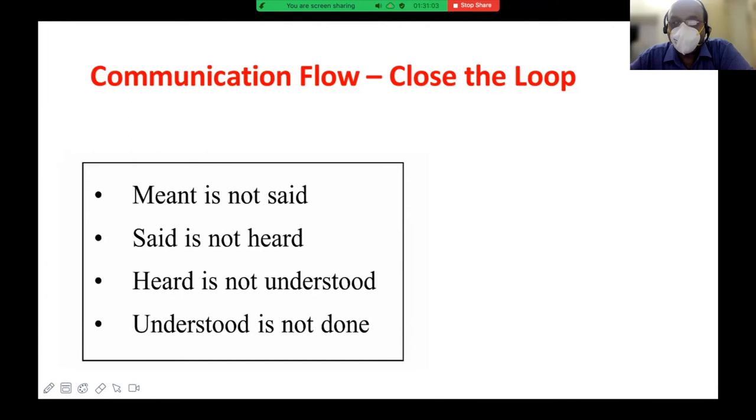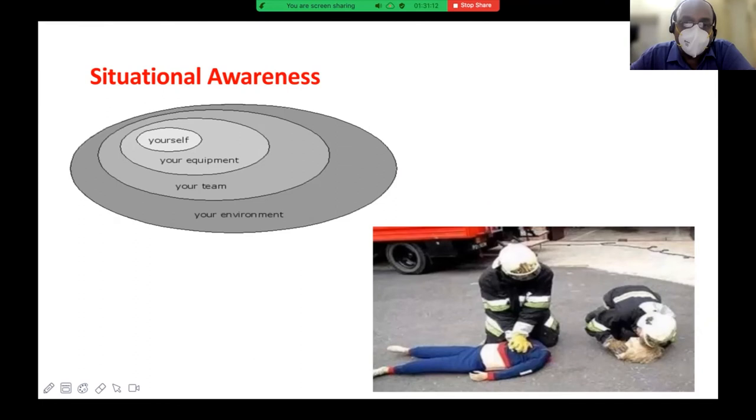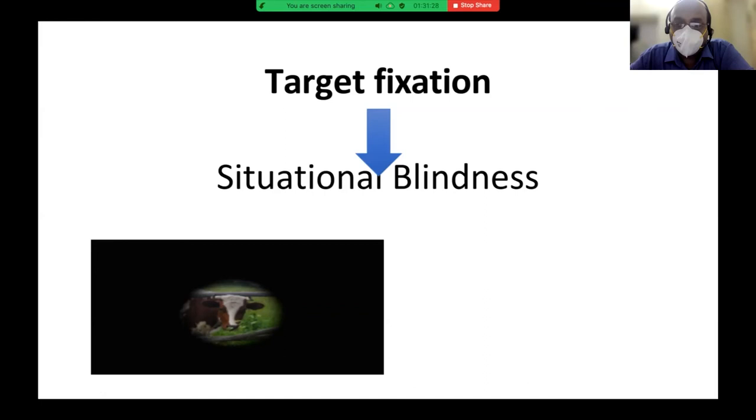And about situational awareness, you need to know your environment, your team, your equipment, your patient, and yourself as well. You need to know what you are doing. Situational awareness is important, and avoid target fixation. Not only one part, it's the holistic care of the child, and then you will do a good job.